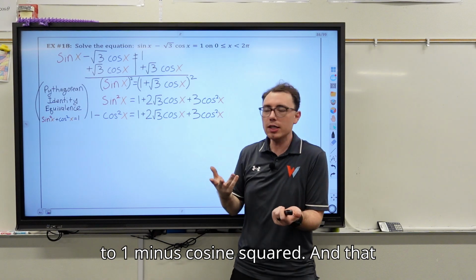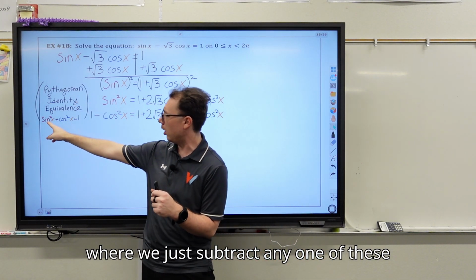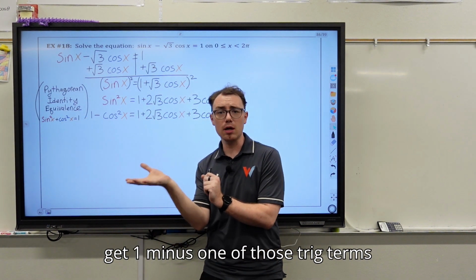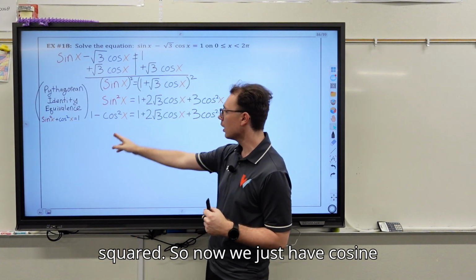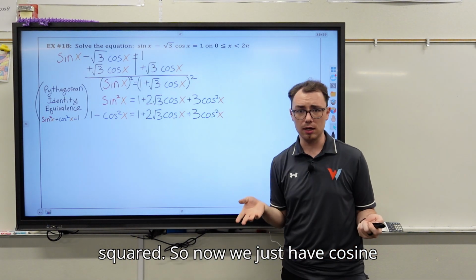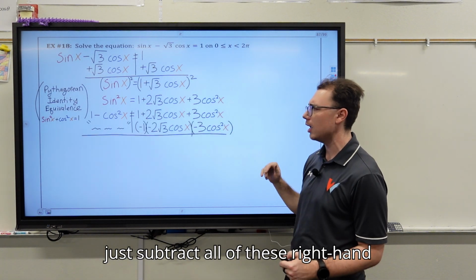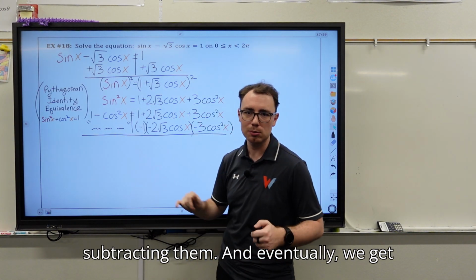But what's exciting is we know that that sine squared is actually equal to 1 minus cosine squared. And that just comes from our Pythagorean identity, where we just subtract any one of these trig terms from the other side. We just get 1 minus one of those trig terms squared equals the other trig term squared. So now we just have cosine in all of our terms here. Well, let's just subtract all of these right-hand terms from both sides here. We don't really have room here, so imagine we're subtracting it.